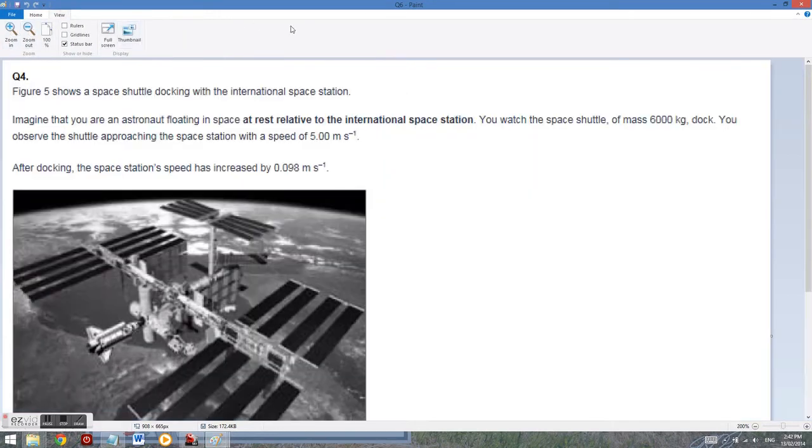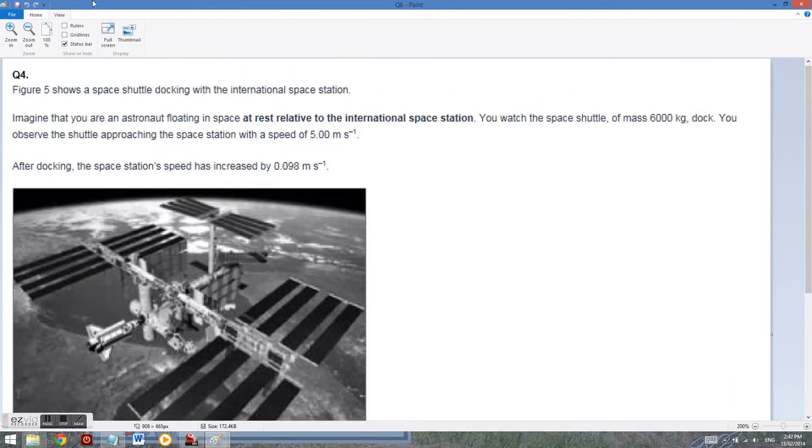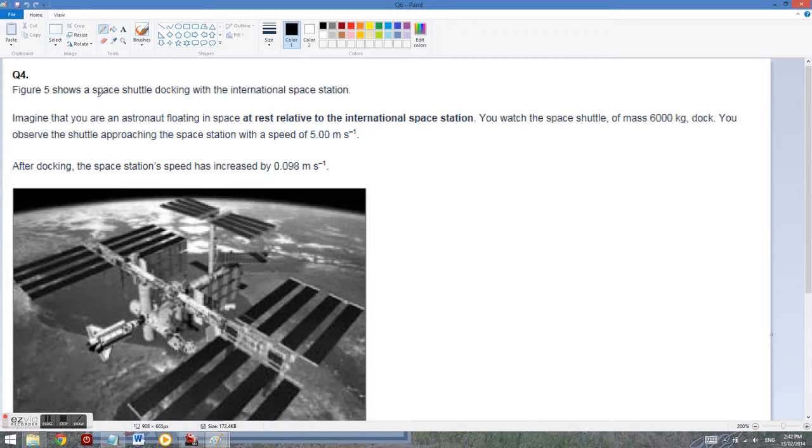Question 6. What's happening is we have a space shuttle docking with the International Space Station. Imagine you are an astronaut flying in space at rest. Relatively, so initially your V will be 0 at rest. Then you watch the space shuttle of mass this many kilogram dock. You observe the shuttle approaching the space station with the speed.